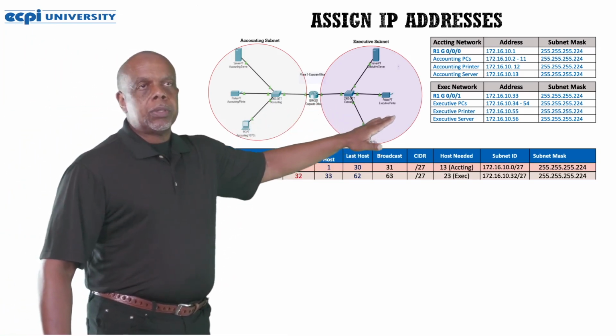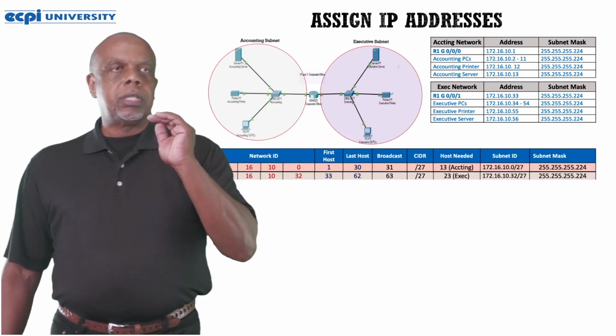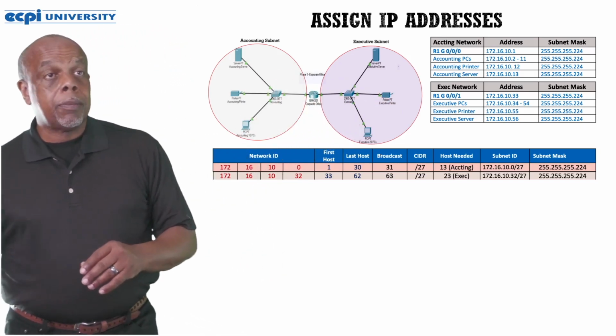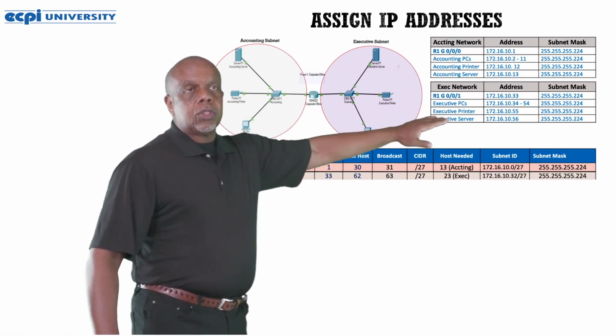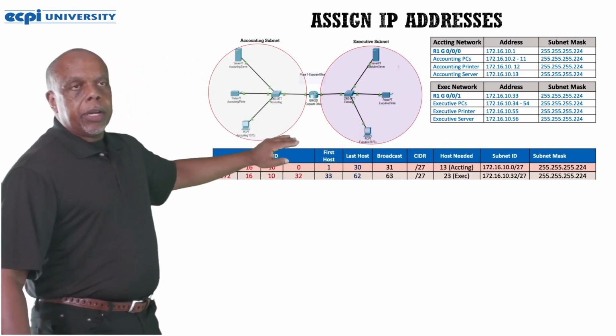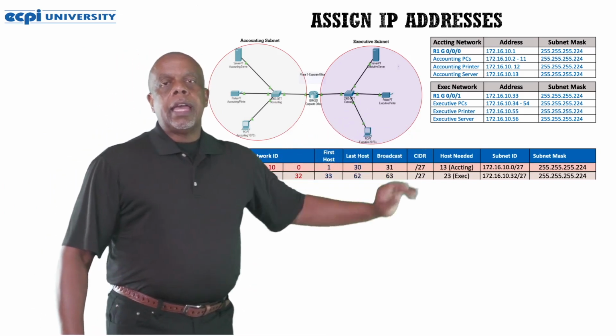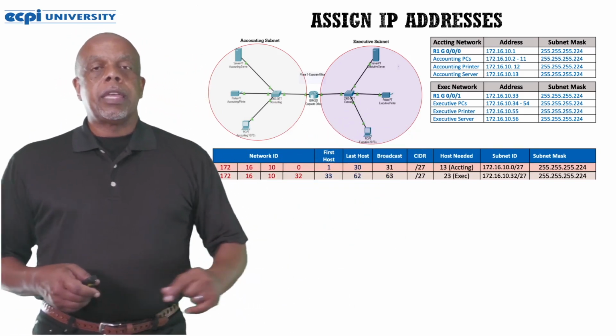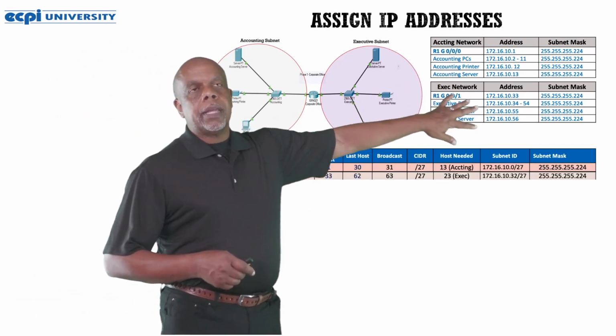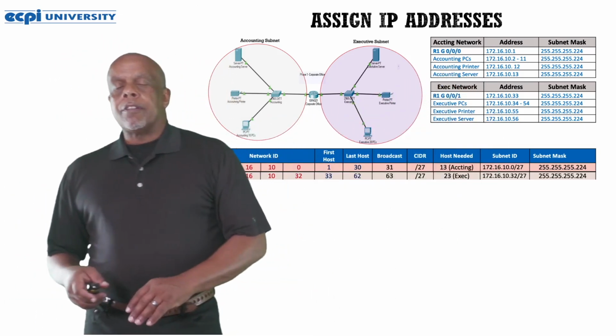And then from there, I can see the executive PCs. So I got 20 of those. So I'll start from 34 to 54. I think I got my numbering right, maybe 55 maybe. But anyway, I'm going to assign those 20 there. The printer gets the next one, 55, and the executive server gets the next one, .56. And they all have the same subnet mask because I subnetted everything the same.